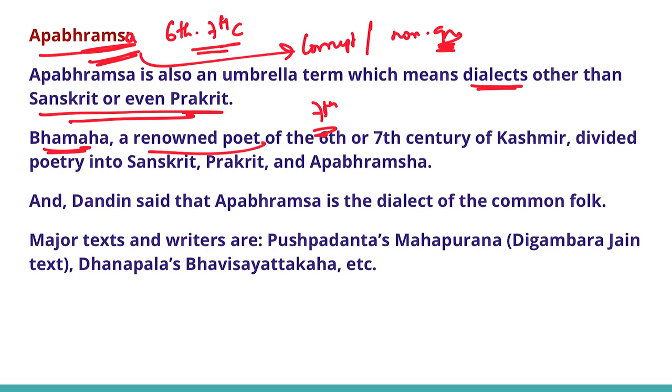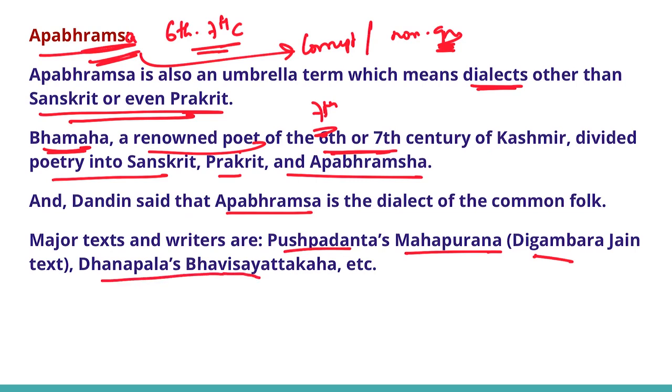Bhamaha, a renowned poet of 6th or 7th century of Kashmir, divided poetry into Sanskrit, Prakrit and Apabhramsa. And Dandin said that Apabhramsa is a dialect of common people. Many Jain monks and scholars wrote in Apabhramsa and they sustained it. The major texts and writers are Pushpadanta's Mahapurana, this Digambara Jain text, and Dhanapala's Bhavishyatakaha, and so on.